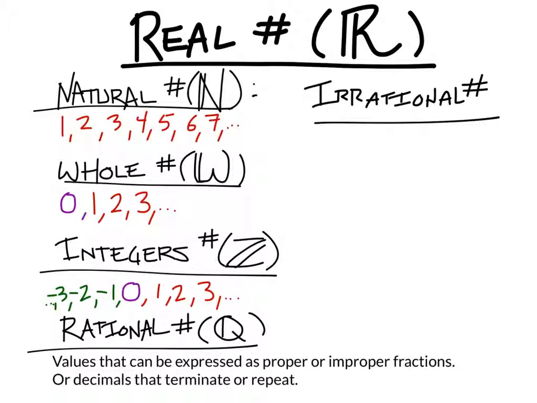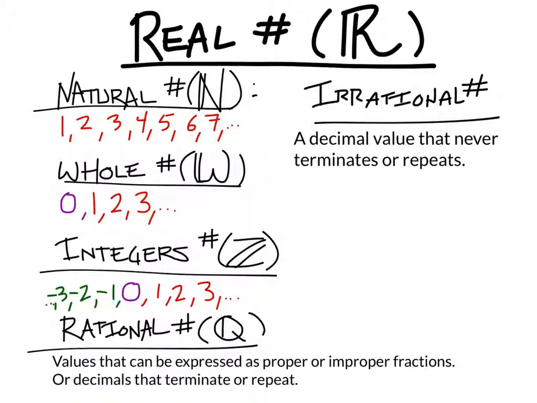Irrational numbers would be any value that is a decimal that never terminates or repeats. So just a few examples of irrational numbers would be something like the value pi. Or the square root of 2. Or the square root of 3. And there's actually an infinite number of these, but we don't want to focus on these too much for now.